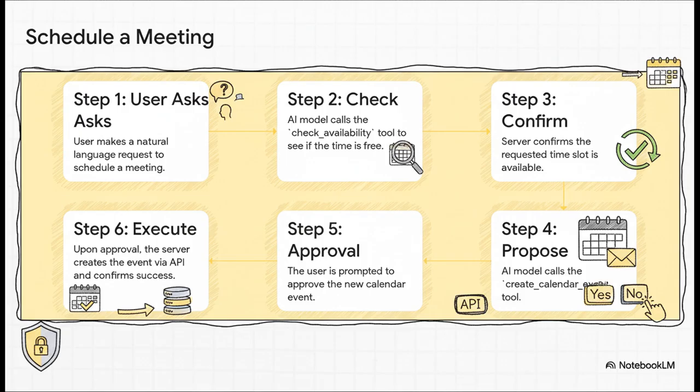This is the most important step on this entire slide, user approval. Nothing, and I mean nothing, happens without you giving the final okay. That is the absolute core of our safety model. Once you approve, bam, the event is created. It's this beautiful, seamless, and secure flow from a simple sentence to a real-world result.